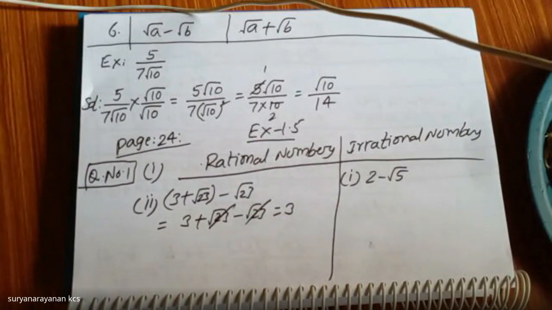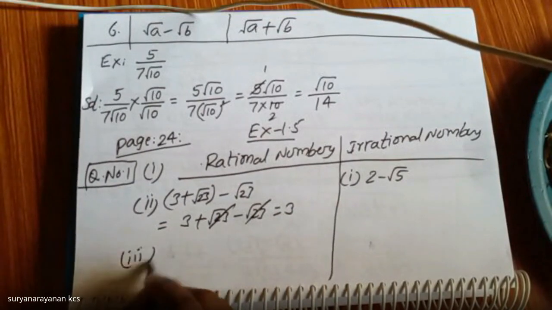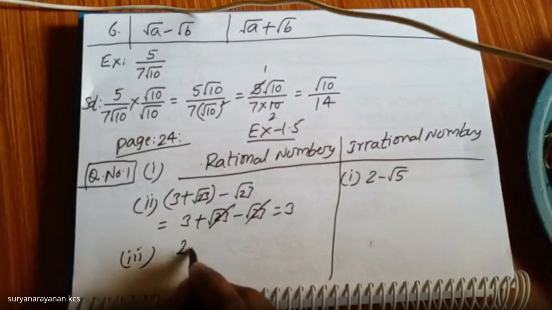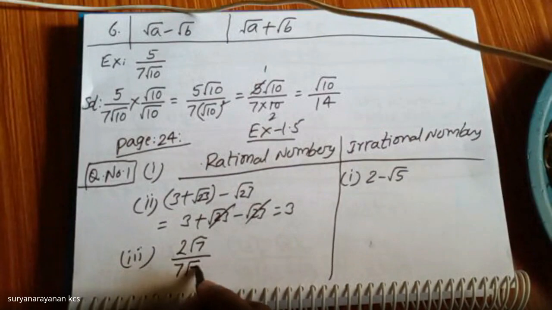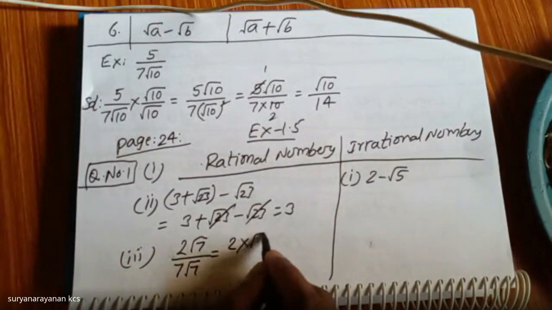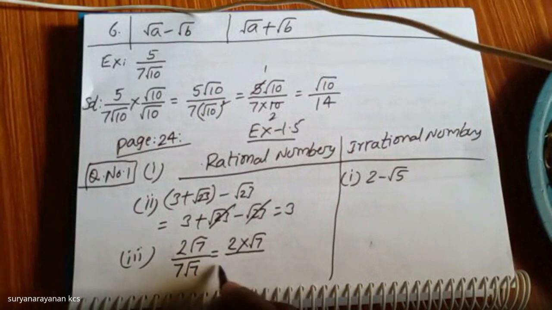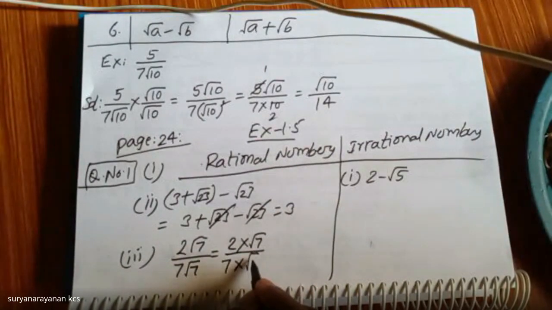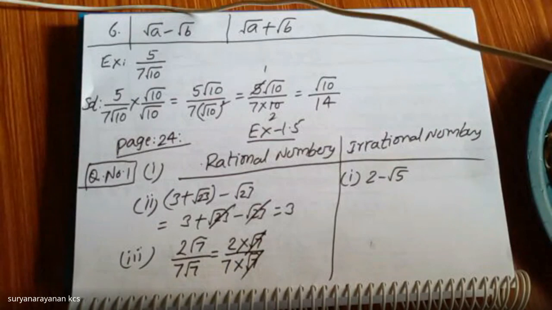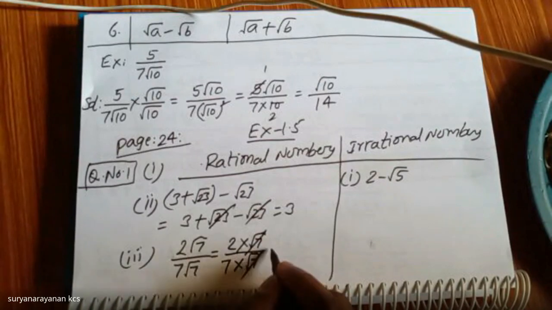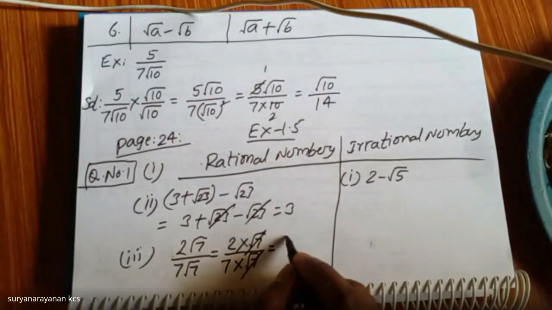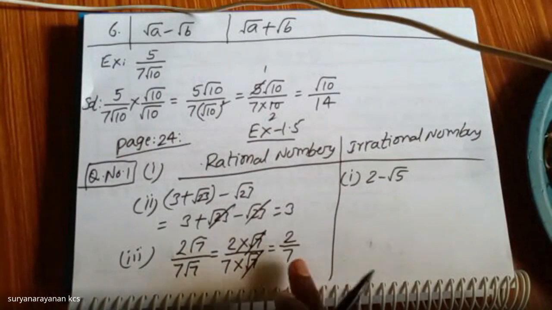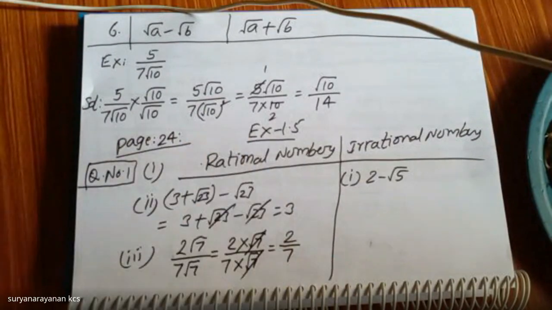Now take the third question. 2 root 7 by 7 root 7. 2 root 7 means 2 into root 7, and 7 root 7 means 7 into root 7. Here root 7 gets cancelled. After simplification, we get 2 by 7. It is a rational number.